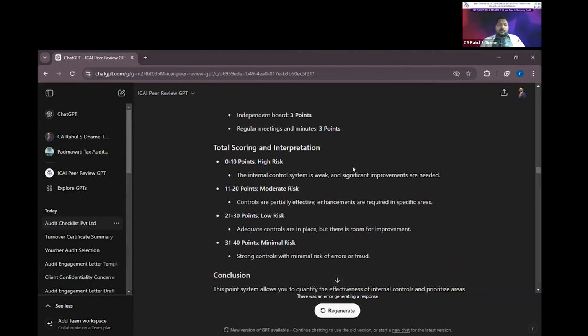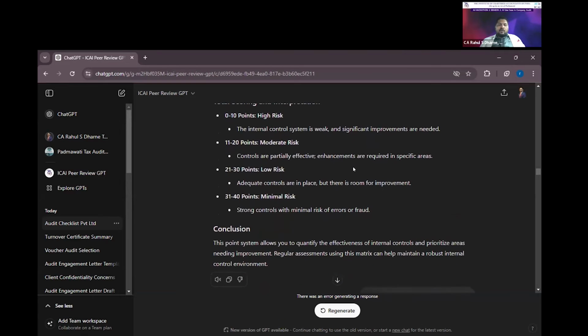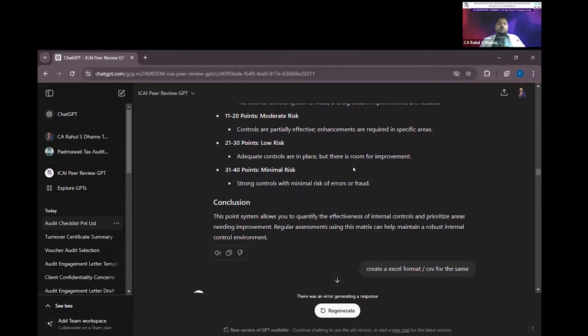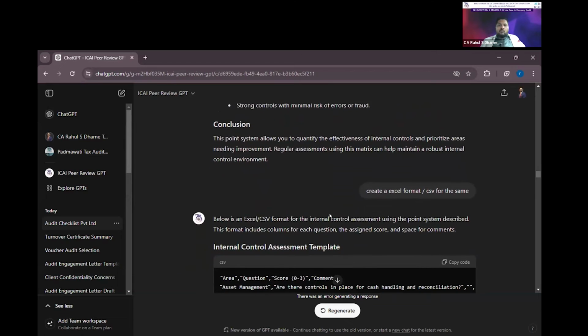So by using this scoring matrix and points allotted, we can conclude how much internal control is there at the company level, and we can provide proper clarification in our audit report, and we can have the effective documentation for this.